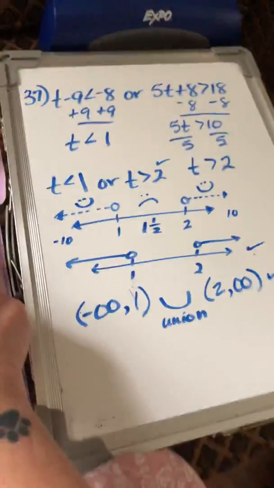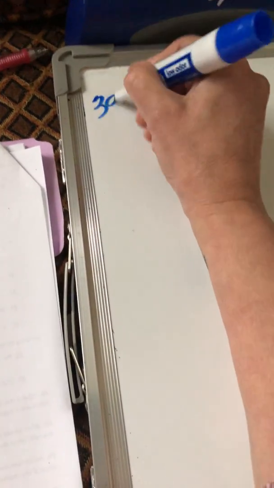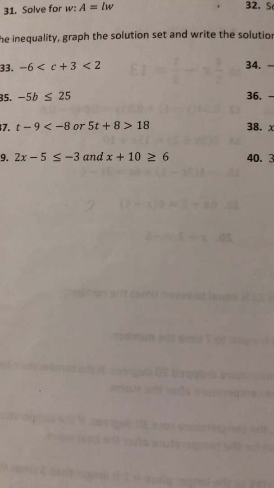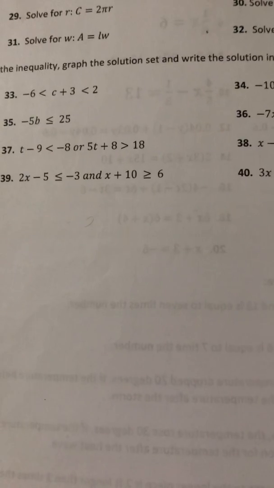All right. Let's do 39. 2x minus 5 is less than or equal to -3, and, oh dear, it's got to be very specific. And greater than or equal to 6. There we go. All right, let's solve.